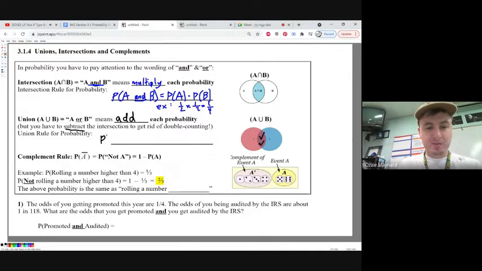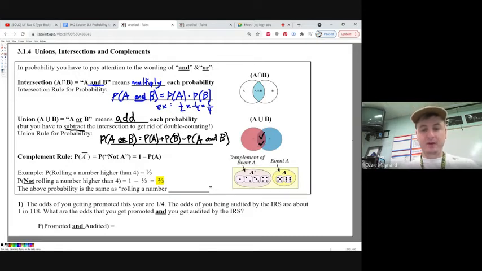So the probability of event A or event B is the probability of A plus the probability of B minus the probability of A and B. You don't want to count that section right there twice.